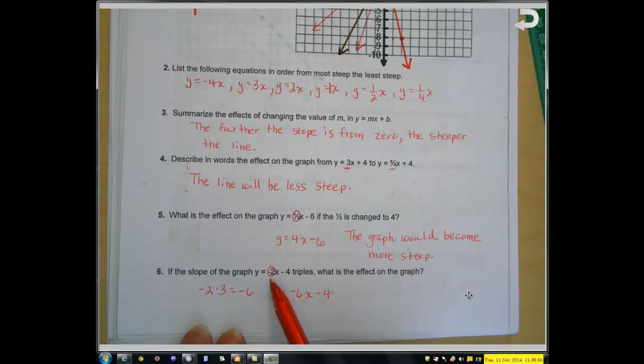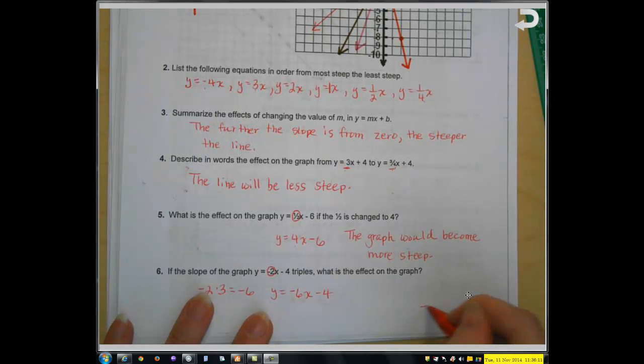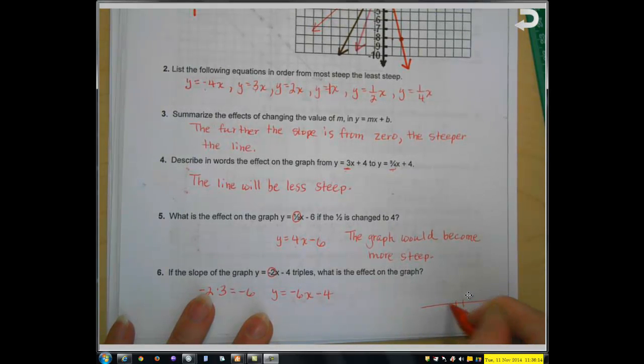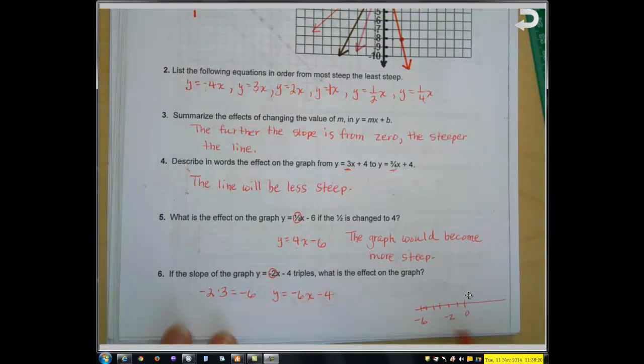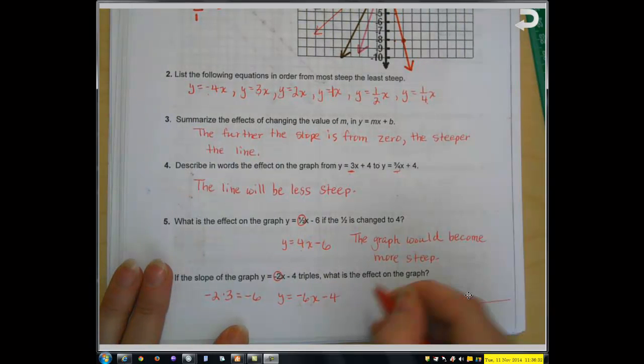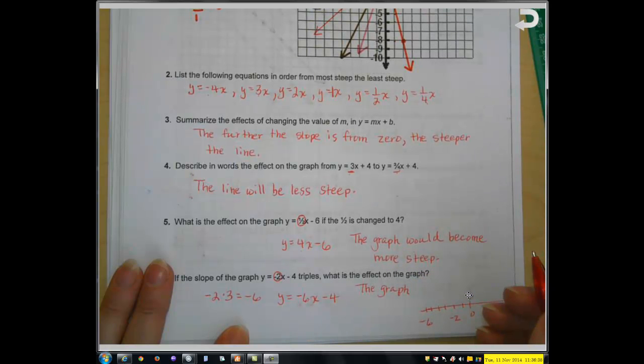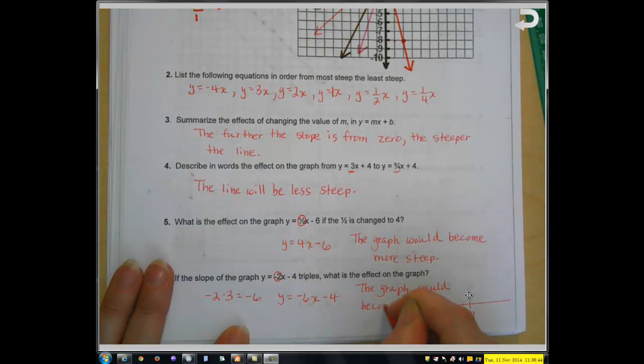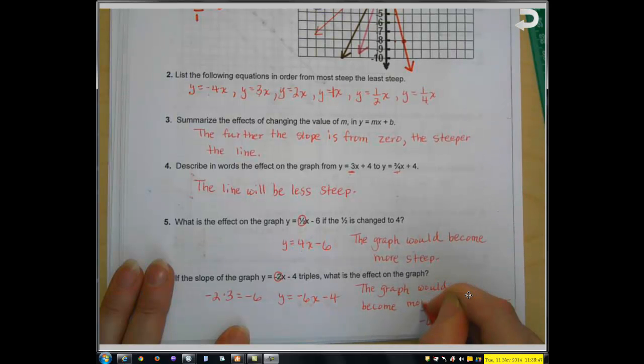So what would be the effect on the graph if we change the slope from -2 to -6? Well, if you think of the number line, we're at -2 and we're going to move to -6. So we just moved to a slope that is further away from 0. So that means that the graph will get steeper. So the graph would become more steep.